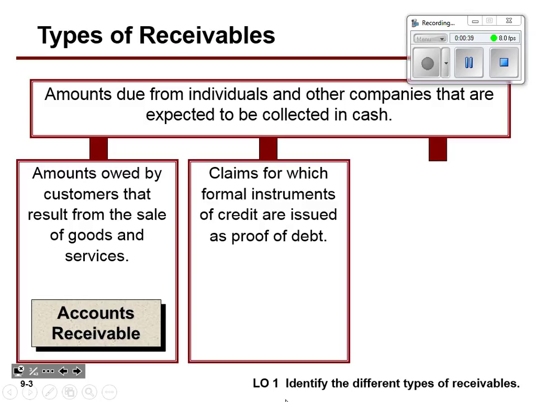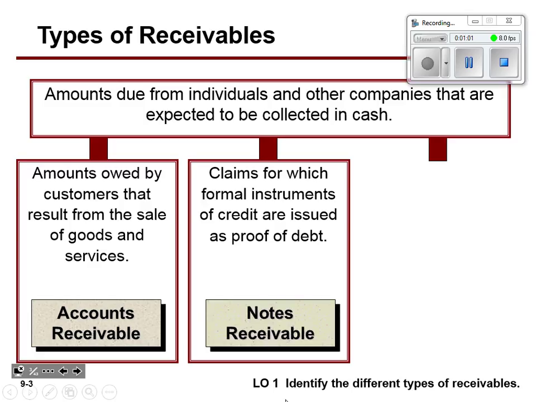Anytime, well, this is a really fancy definition, but anytime there's long-term debt involved, a claim for which formal instruments of credit are issued as proof of debt. So in other words, it's not just a quick turnaround, it's more of a long-range receivable. It's called a notes receivable. And then the chapter even introduces other.